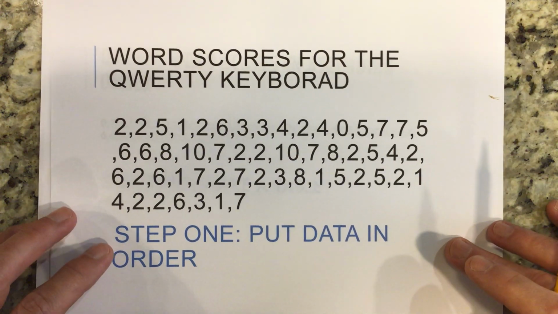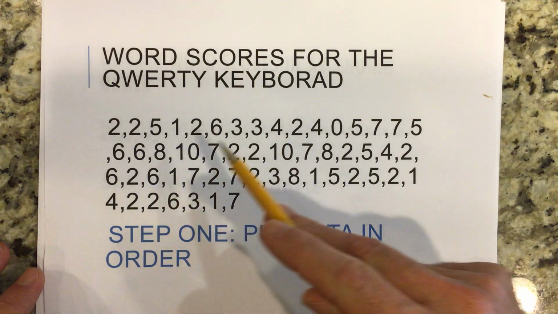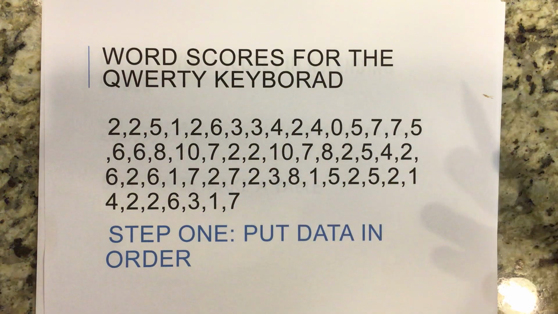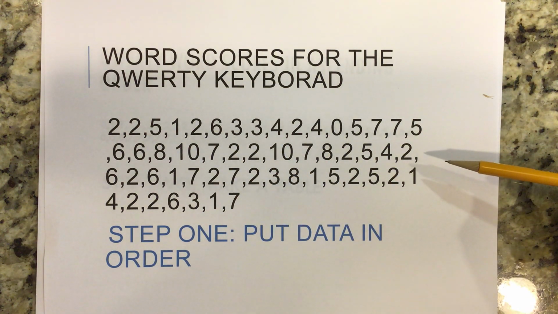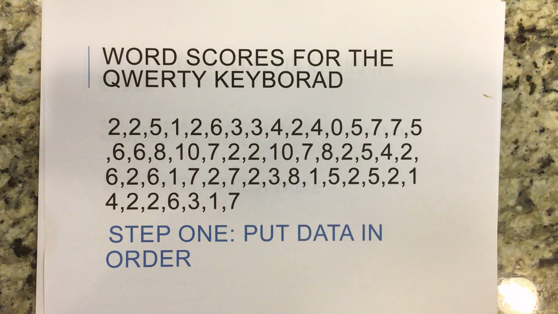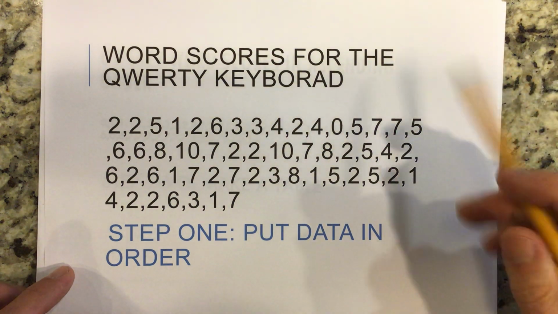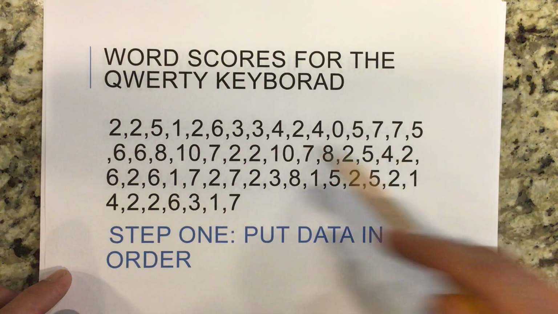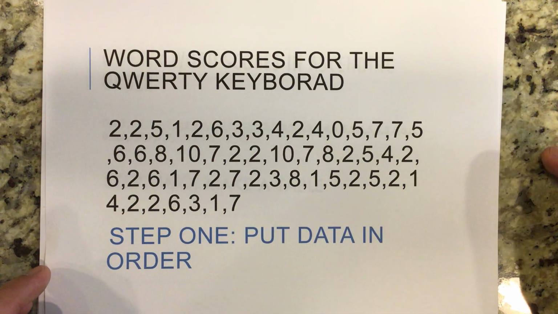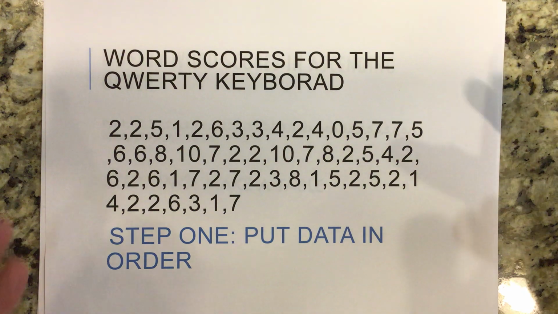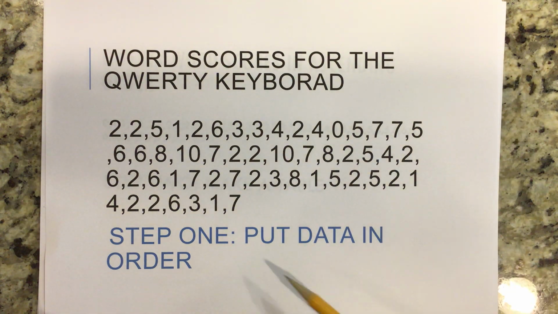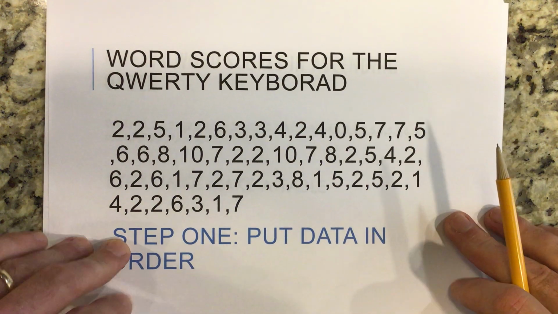So here are the scores for all 52 words in the order they appeared in the preamble of the Constitution, scored on the QWERTY keyboard. And this is the case with data sets, right? You get a set of numbers and it's just a set of numbers. So the first thing you need to do when you are presented with a data set like this is put the data in ascending or descending order. We normally put it in ascending order. So that's what I would do next.